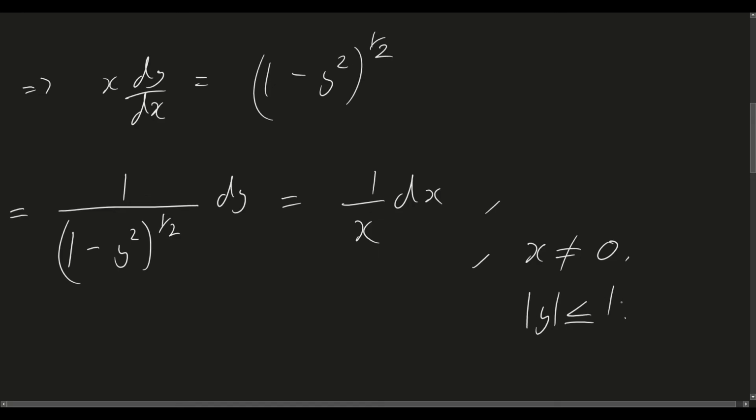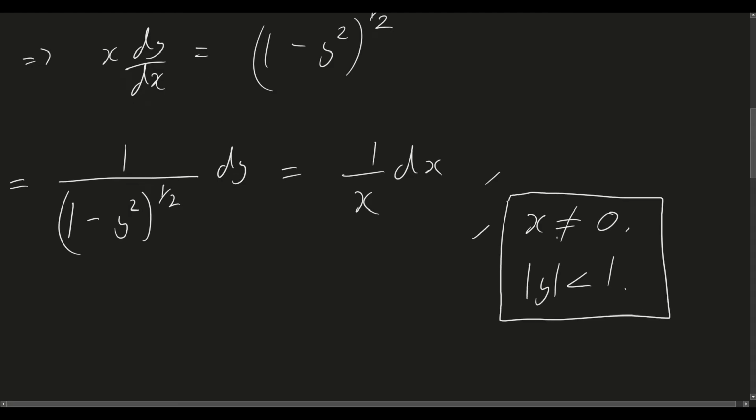Because if y is equal to 1, then this just goes as 1 minus 1, and then the whole thing blows up. So we'll leave that as x cannot be equal to 0, and the absolute value of y must be less than 1. So for now, we're just going to put those in a box, just that way we can keep that bit of information for later at the end of the question.